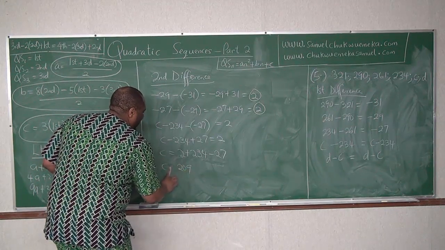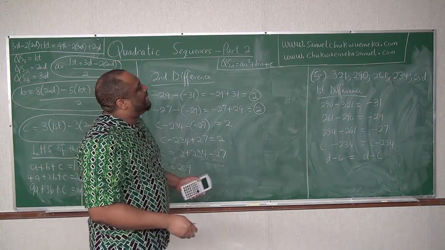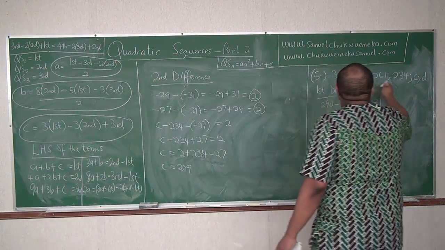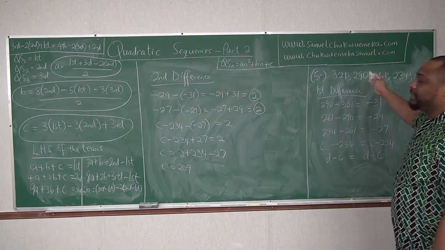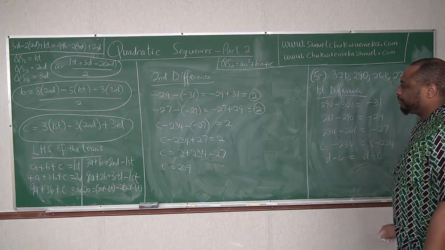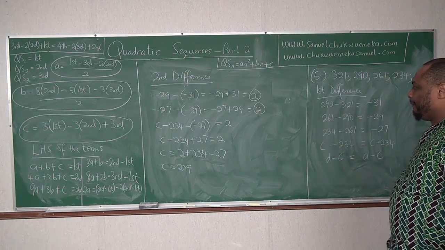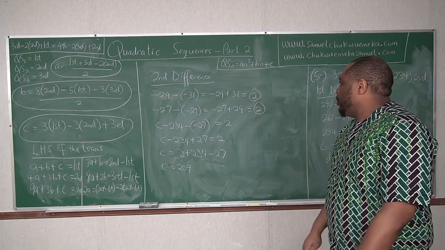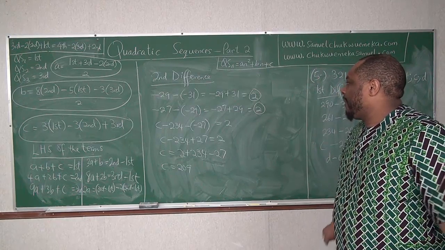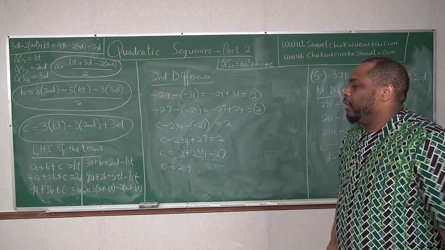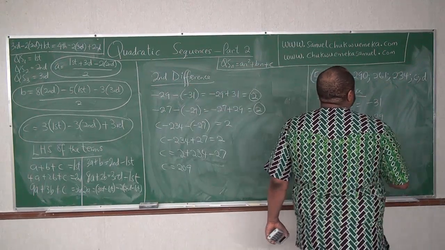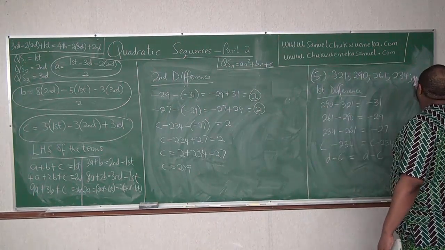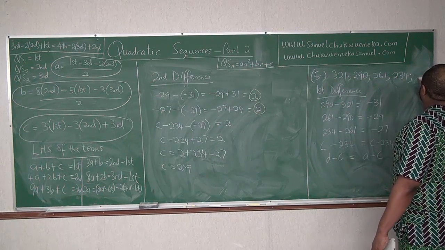209. And as you can see, the sequence is decreasing. Alright, that is our C. C is 209. So let's put 209 here.